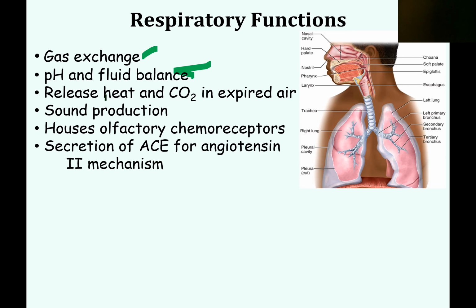Releasing heat and carbon dioxide. Heat and carbon dioxide are waste products. We lose them in expired air. If you think about dogs, they pant to cool off. And that's because they're getting rid of the heat in large quantities. They don't have merocrine glands to help them cool off. They have skin in their ears and their tails to help dissipate heat. And then they have panting.